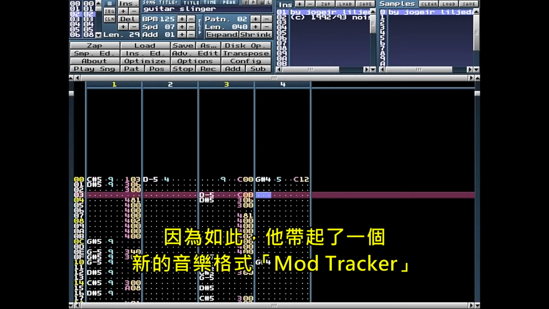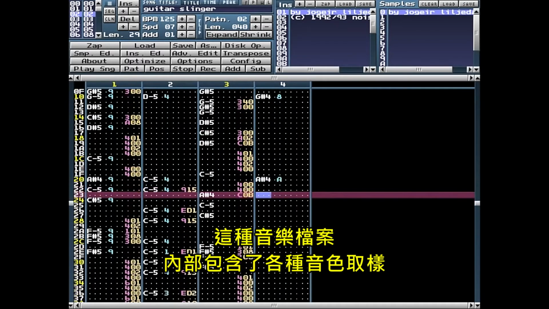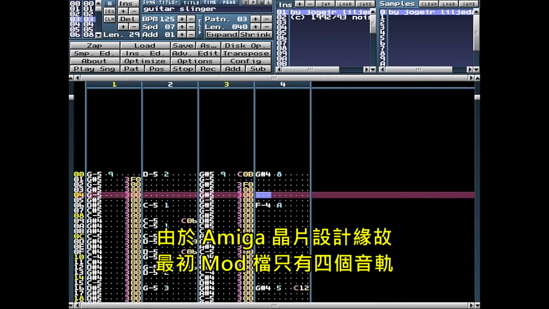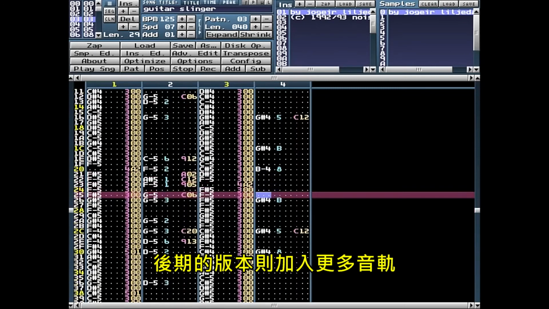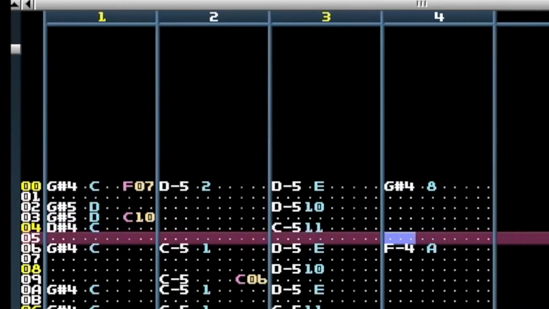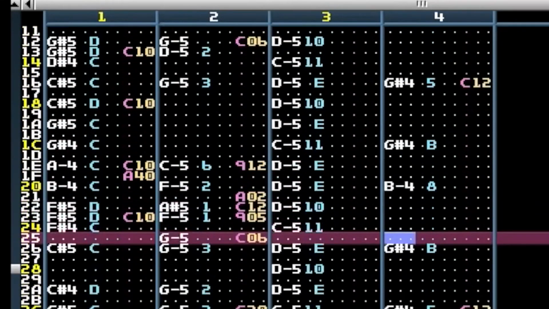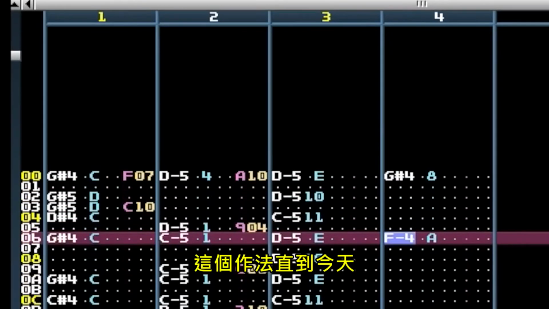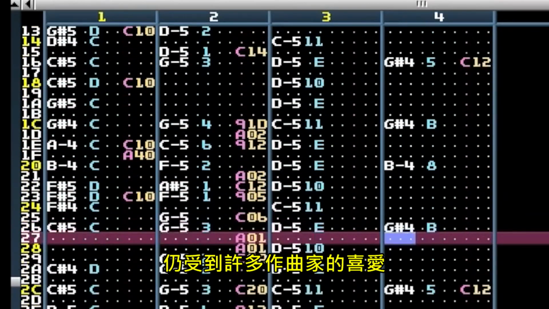And with it came a new type of computer music known as the mod tracker. These were music files that contained samples of different sounds and then the associated music information. The original mod tracker used a 4-track system designed around the Amiga's sound chip, but later versions eventually added many more tracks for more sophisticated sound cards. This type of format is still in use today as a method for composing new music.